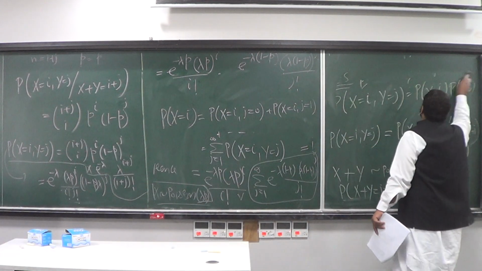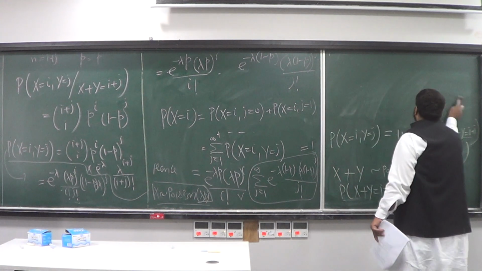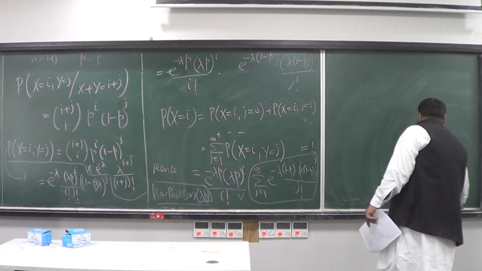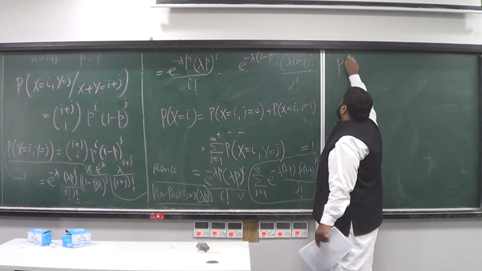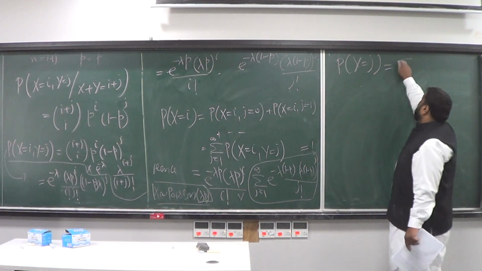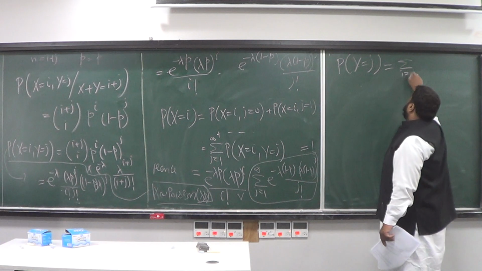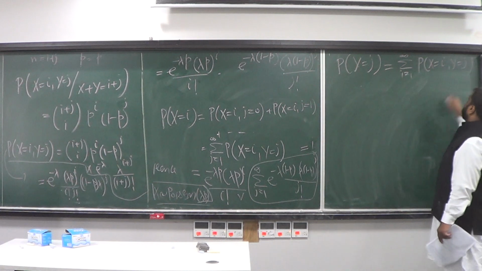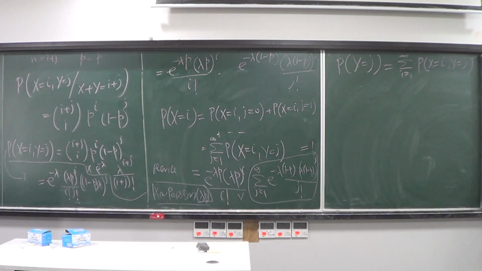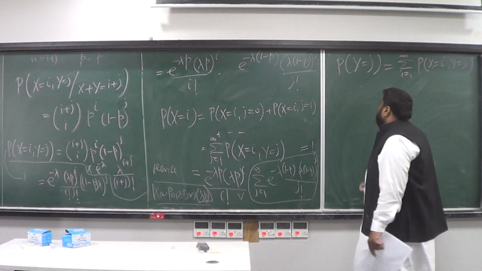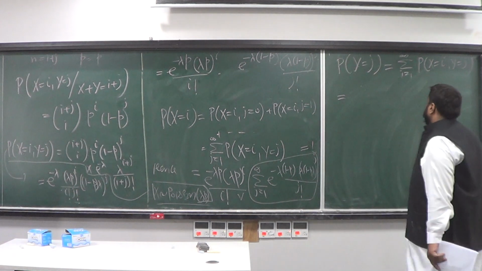Let's compute the probability that Y is j. I can write this as the sum from i equal to 1 to infinity of the probability that X is i and Y is a fixed j. And I know these two probabilities, so I can substitute them here.